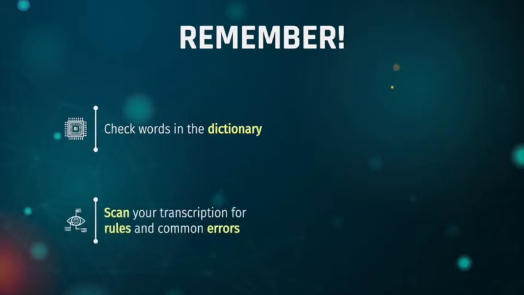Then scan your transcription for rules and common errors. What we notice as teachers is that most of the mistakes that students make have to do with the use of rules, or the misuse of rules in this case. And also, if you know that there's a mistake that you always make in your dictations, be on the lookout for those in particular, right? I remember that when I was a student, I usually forgot to include linking r. So whenever I did a dictation, I always checked that all my linking rs were there.